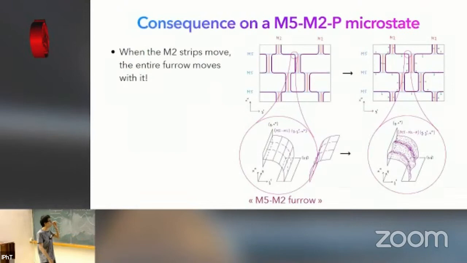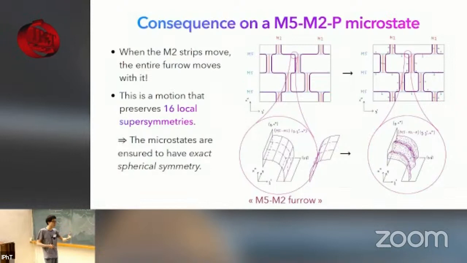So it happens that whenever the M2 strip moves, it's not just the M2 strip. It's the entire furrow that moves with it. And this is how one ensures that there's a motion that preserves 16 local supersymmetries. And because all of the motion is happening inside of the T4, the microstate is ensured to have exact spherical symmetry in the bosonic sector.